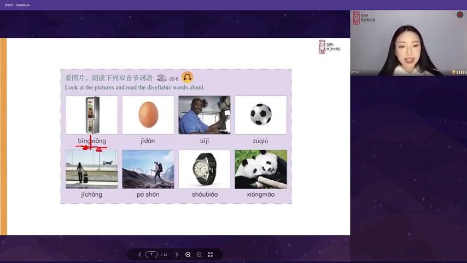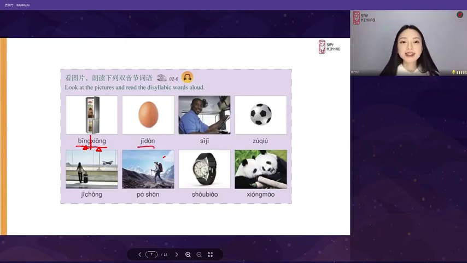And the next one is 西洋香, the initial 西, the final 洋, the tone is first tone, so 香, 冰香. 冰 actually means ice in Chinese, and 香 actually means box. So in Chinese, refrigerator means icebox. Now read after me, please. 冰箱, 冰箱, 冰箱.